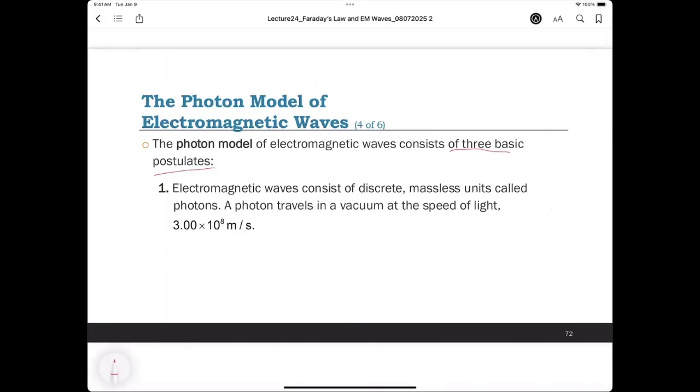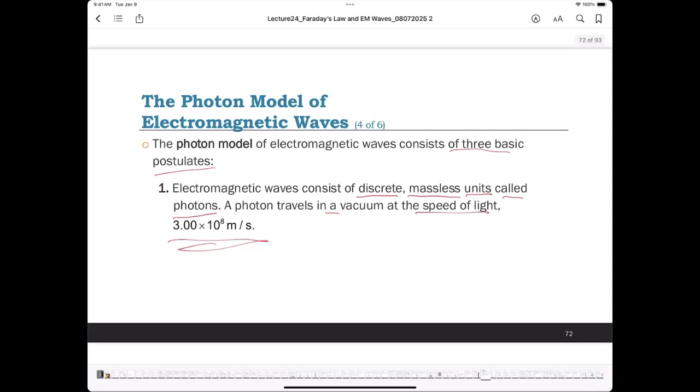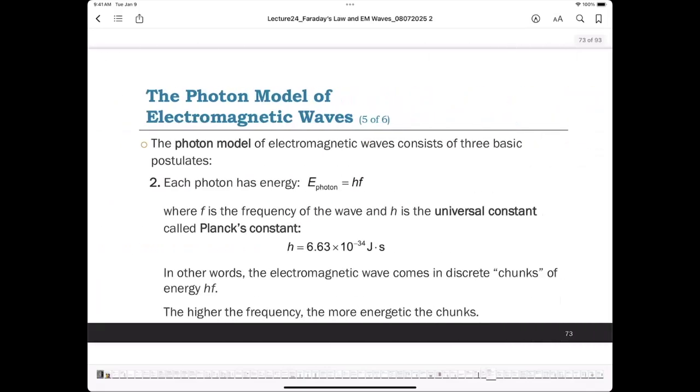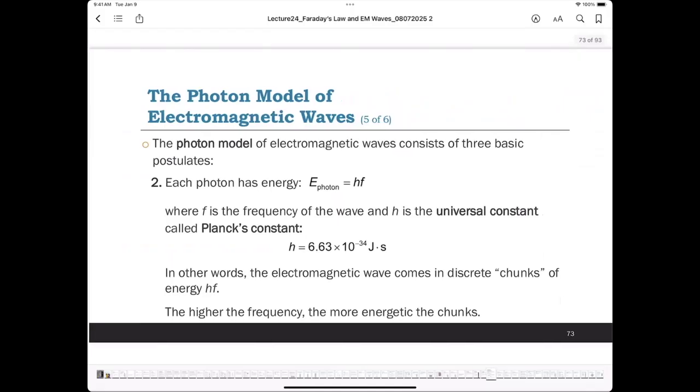The first postulate is that electromagnetic waves consist of discrete massless units called photons. A photon travels in a vacuum at the speed of light. The photon model of electromagnetic waves consists of three basic postulates. This is the second one.